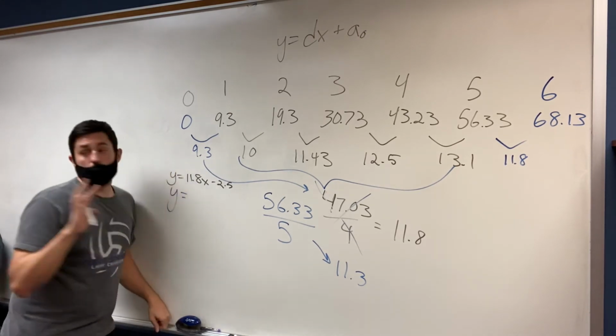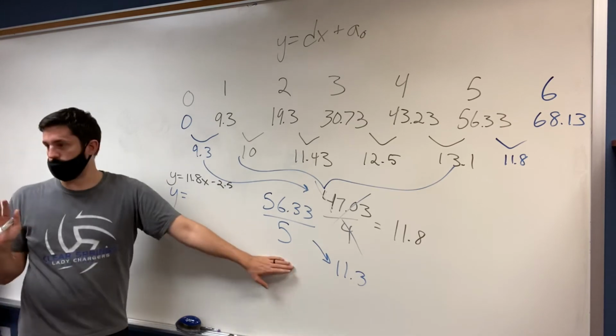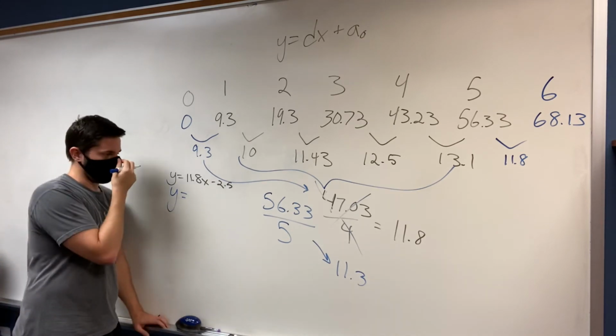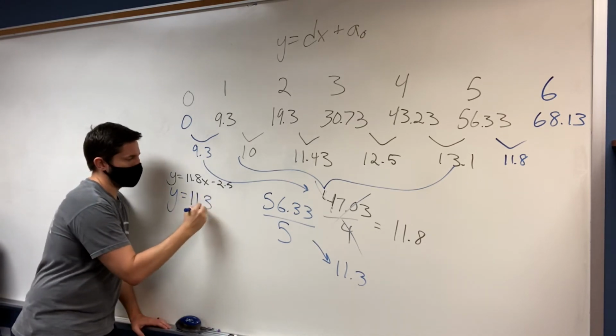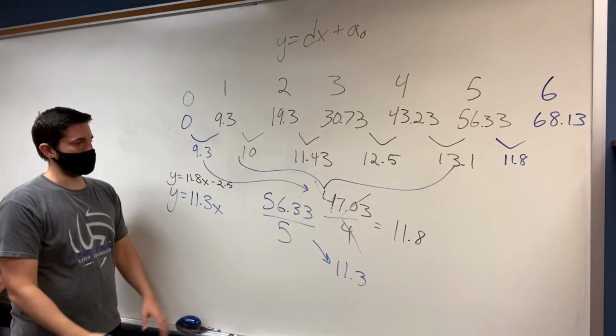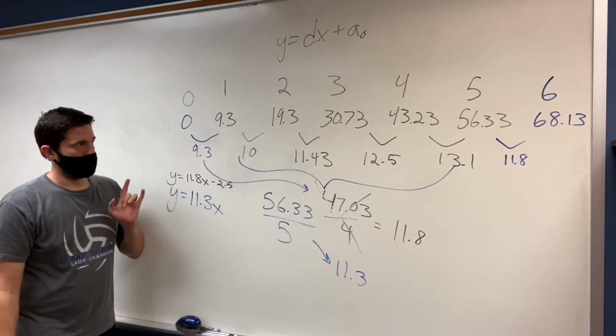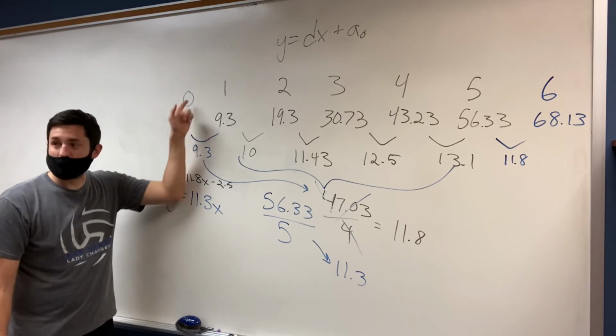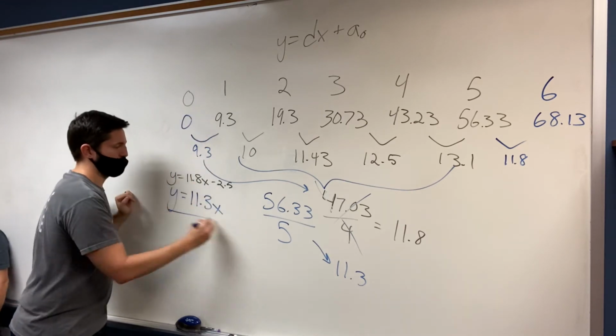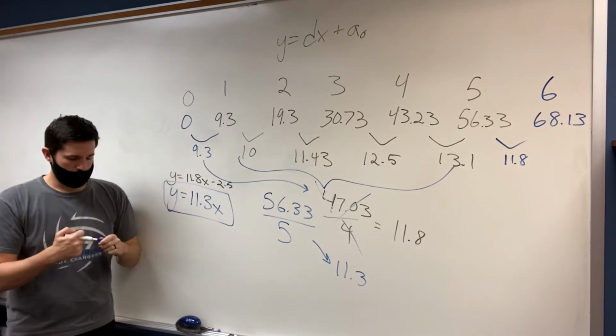My new, more correct one, is it perfect? No. No, it's still an estimate, okay? It's 11.3x. What's my a sub 0 here now? 9.3. No, 0. My a sub 0 is 0, so then you're done, right? And that's my answer, okay?